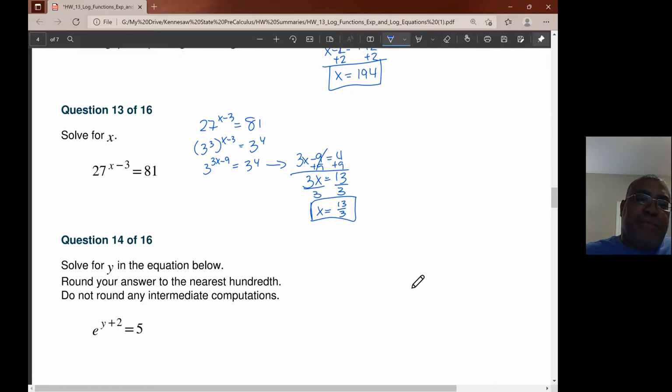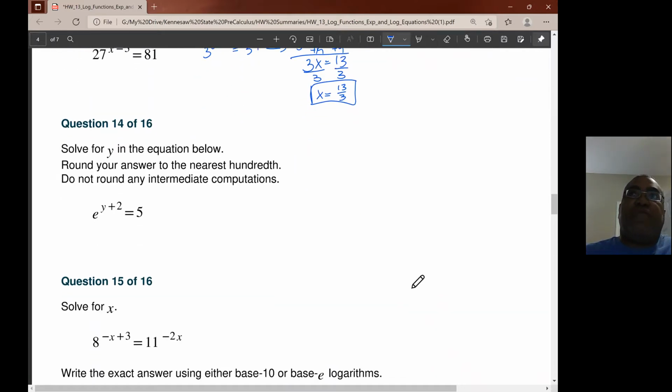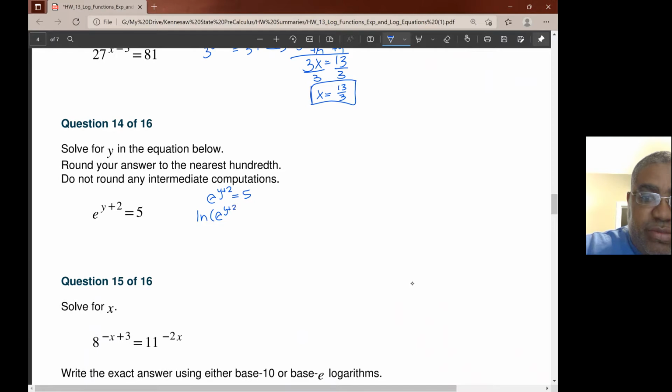All right. For number 14, we are solving for y. Okay, so what we'll do is we'll take the natural log of both sides. So e to the y plus 2 is equal to 5. So natural log of e to the y plus 2 is equal to the natural log of 5. The natural log and the e cancel each other out. So y plus 2 is equal to natural log of 5.